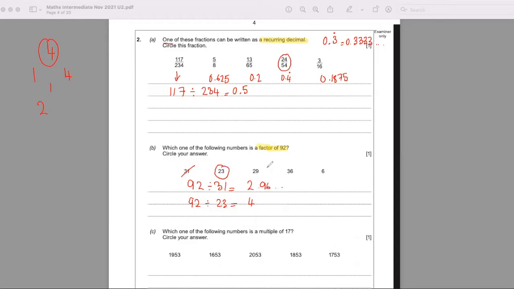I would just stop there because they're asking you for which one of the following numbers, so just one of them, okay? But you can try the rest with exactly the same process.